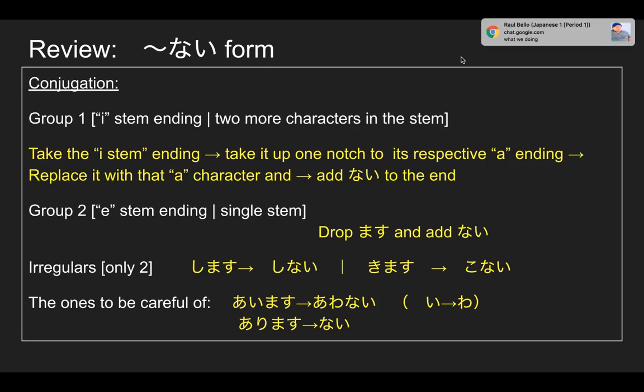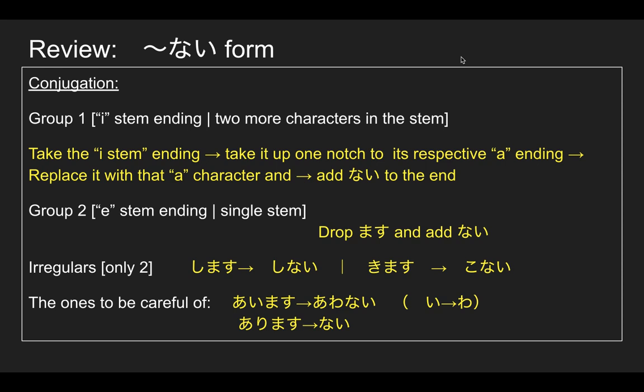Now, again, to go over a little bit, there are three groups, as we already know: group ones, group twos, and the irregulars. Now, the group ones, in the nai form, you take the i stem ending, you take it up one notch to its respective a ending, and you replace it with that a character, and then you add the nai to the end. For instance, kakimasu: ki turns into ka, and then kakanai. Group 2, you just drop the masu and you add nai. So tabemasu to tabenai. The irregulars are shimasu to shinai, kimasu to konai. And that's why it's irregular.